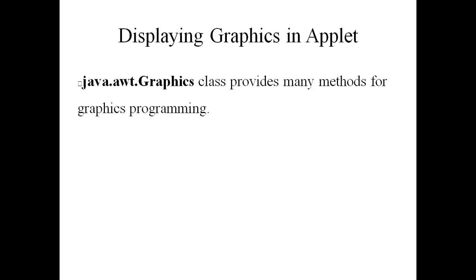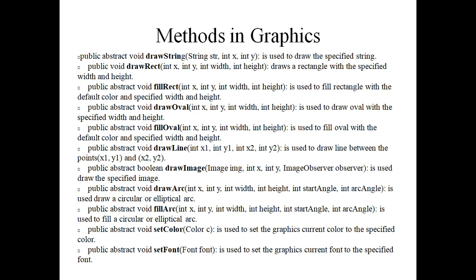Now, how do we display graphics in an applet? java.awt provides the Graphics class, which contains many methods related to displaying graphics. Now these are the different methods. One method we have already seen from the Graphics class is the drawString method. drawString was used to draw the specified string, that is, it displays the specified string inside the applet.